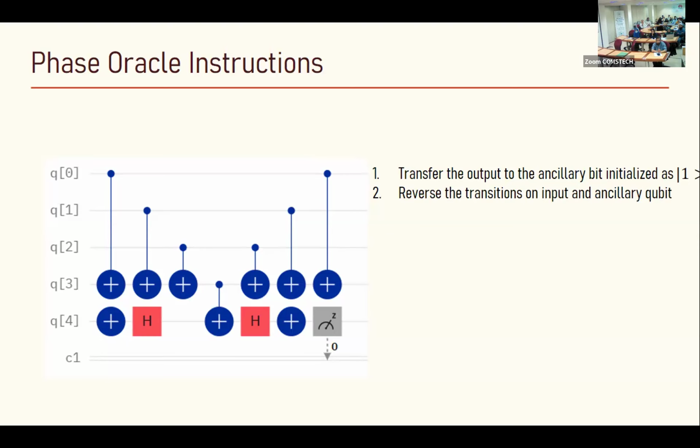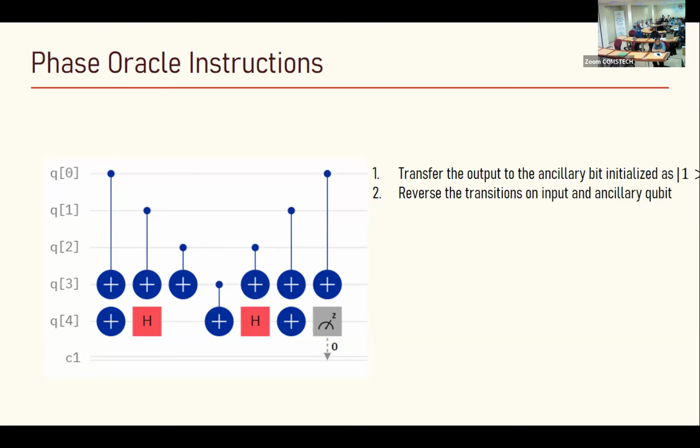Ancilla bit, what it does, I'll tell you as well. So whatever final answer you've got, you just use the CNOT gate to shift it down, and then systematically reverse all the operations. You can see that for the first 4 qubits, this circuit is a mirror image of itself, separated by the CNOT gate. So step 1 is to transfer the output to the auxiliary bit, and the second is to apply all the operators in reverse order. And this is the phase kickback part.